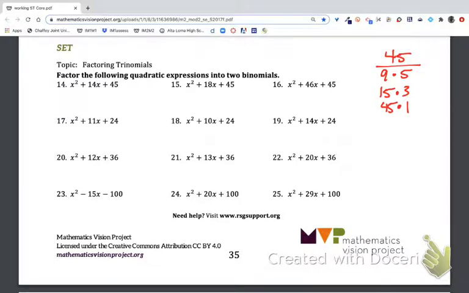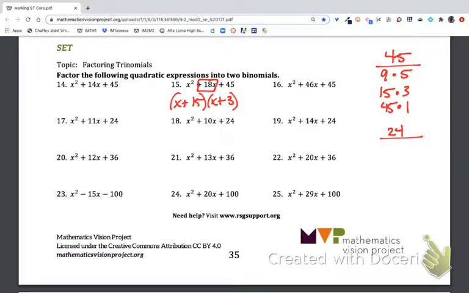Well, if you look at number 15, I need to think of two numbers that add up and get 18, but still get me 45. Looking at the list on the right, you've got x plus 15 times x plus 3. Again, we will have done a lot of this in class, so hopefully you were able to make it for that.